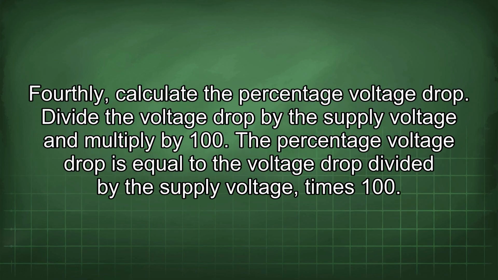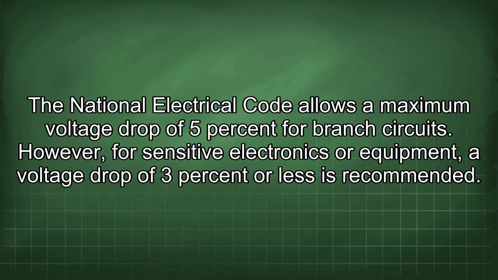Fourthly, calculate the percentage voltage drop. Divide the voltage drop by the supply voltage and multiply by 100. The percentage voltage drop is equal to the voltage drop divided by the supply voltage times 100. The National Electrical Code allows a maximum voltage drop of 5% for branch circuits. However, for sensitive electronics or equipment, a voltage drop of 3% or less is recommended.